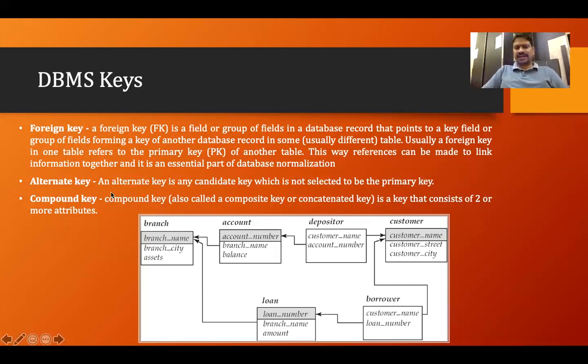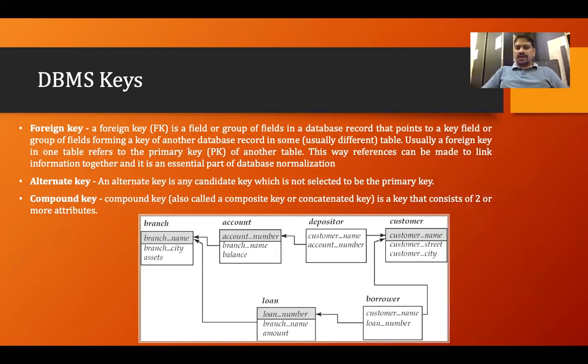Then we have alternate key. What is the alternate key? An alternate key is any candidate key which is not selected to be the primary key. So as I told you, let's say the roll number and the phone number are the candidate keys. If we have chosen roll number as the primary key, so phone number will become the alternate key. So whatever the leftover keys from the candidate keys will become alternate keys.